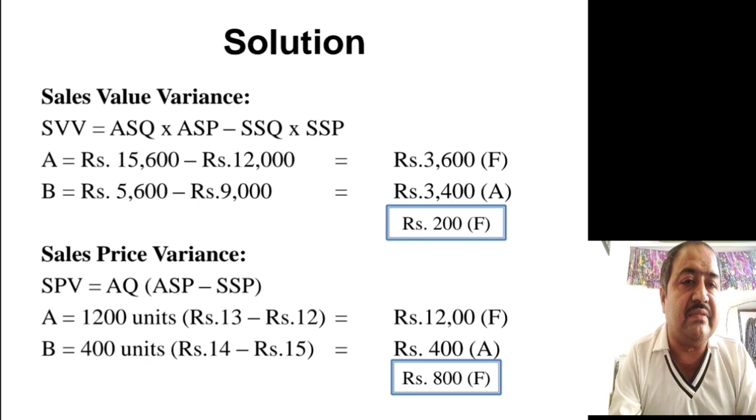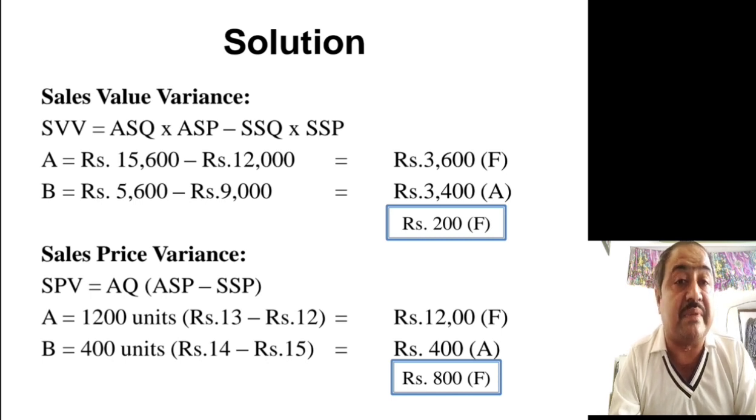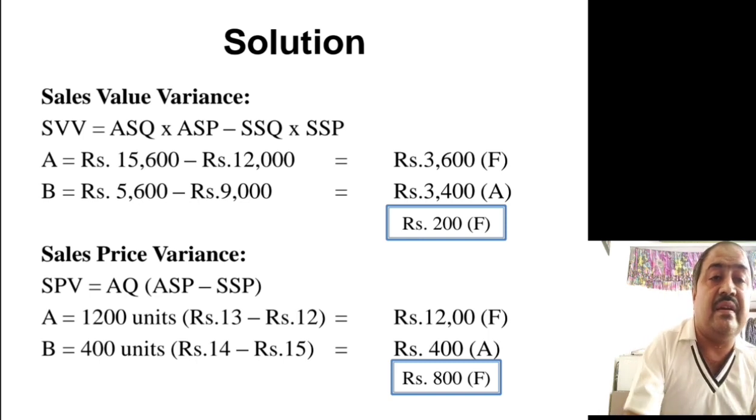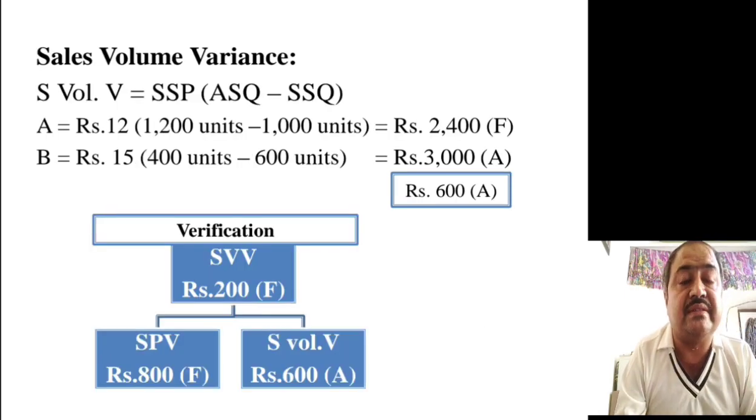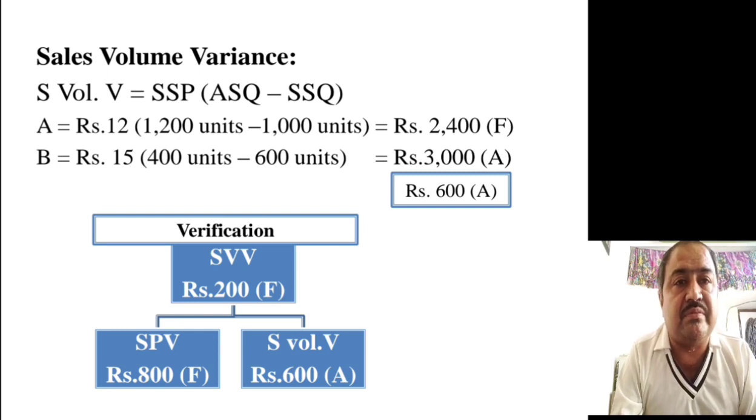Same for sales price variance and the total. Mind well, you must calculate the variances of A and B simultaneously, and then make the total of both. That will be considered as the total variance. So sales value variance, sales price variance, you can see how I put the values in the formula. 800 favorable is the sales price variance, and third is sales volume variance: standard sales price into actual sales quantity minus standard sales quantity. And put the values in the formula that you have already.